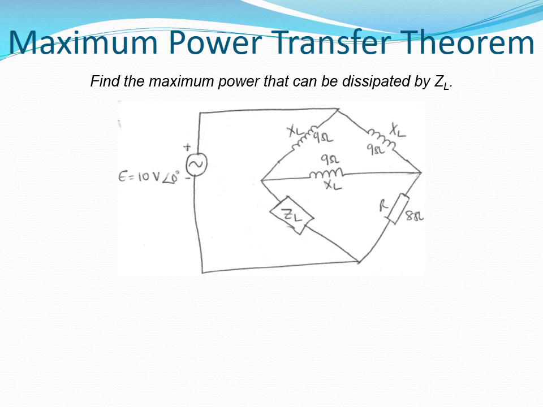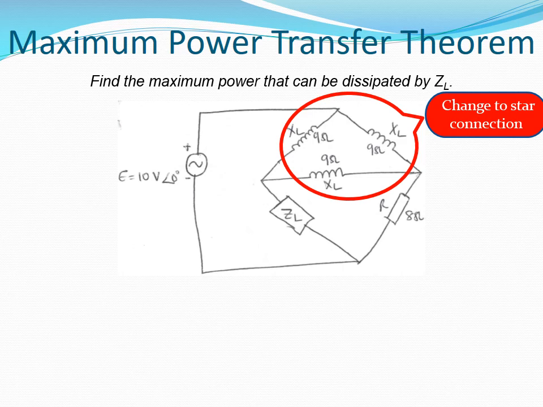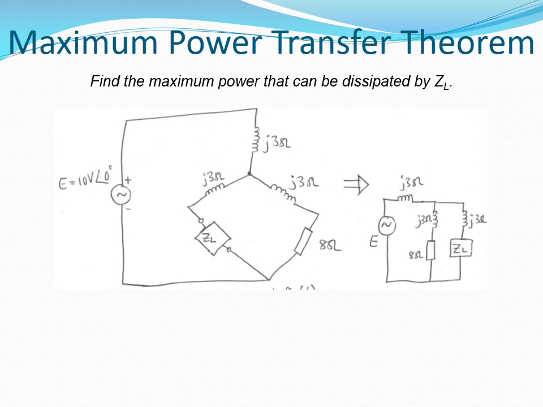Let's look at a second example. We want to find the value of maximum power that can be dissipated in the impedance ZL. We notice that the delta connection made up of the impedances XL may give us challenges when calculating total impedances using the series parallel reduction approaches. Therefore, we convert it into an equivalent star connection. This is the circuit that we obtain after the conversion. We can reconfigure it into the form shown so that it is easier to read and understand.